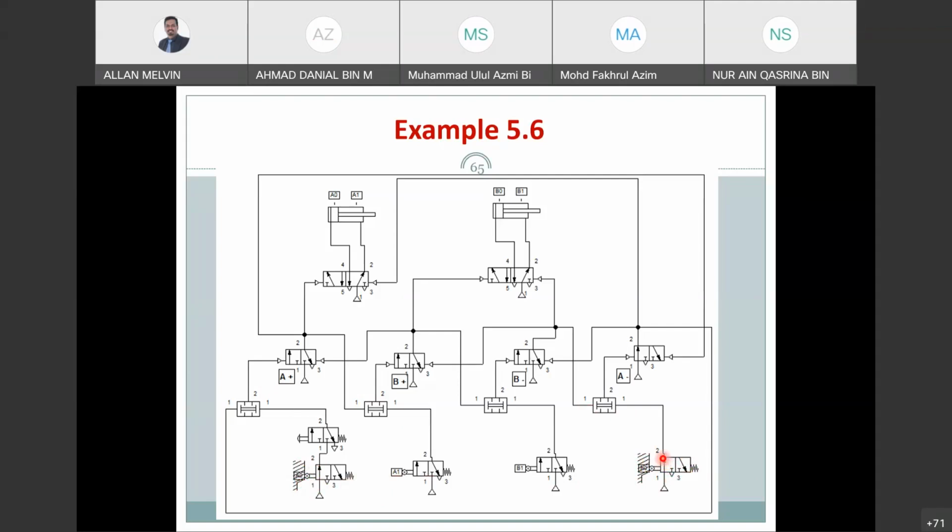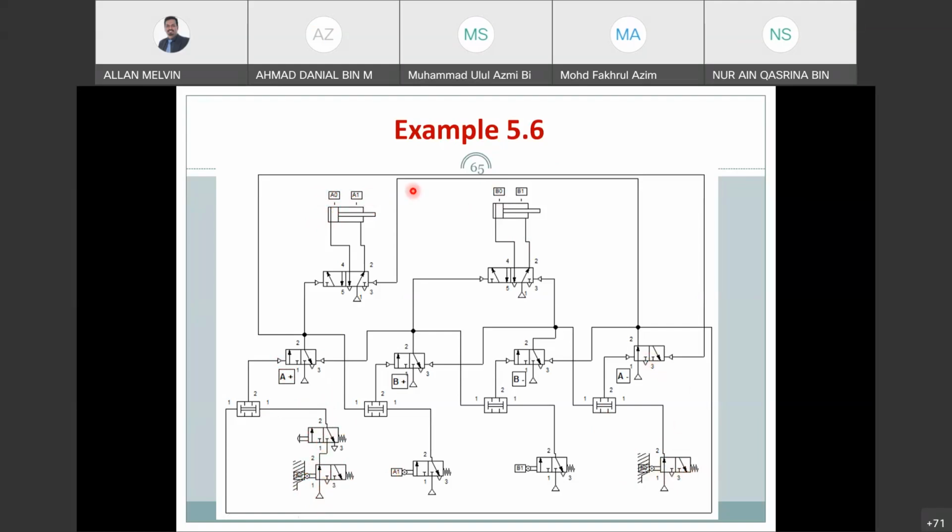Sir, can I try? I think it's because A0 is connected to the A0 sensor. Okay, so A0 and B0 are a requirement for the sequence to start. Macam dekat sini, so it's a requirement. A0 kena aktif, baru you tekan push button ada input. Kalau tak, dari sini is disconnected.